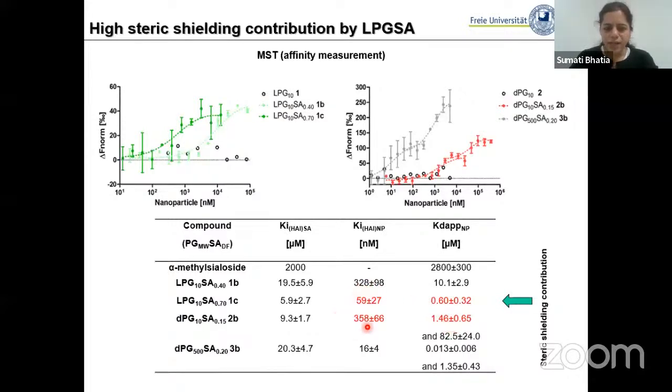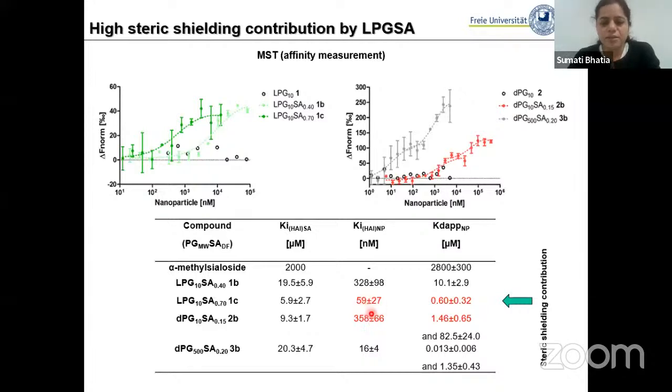But if you look at the Ki value, these are obtained from the hemagglutination inhibition. You see the Ki value for the LPG is 6 times lower than the 10 kDa DPG. So although these 2 compounds have more or less the same affinity, LPG works much better than the dendritic analog in the cell binding inhibition, in virus cell binding inhibition.